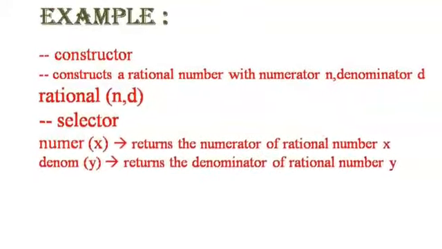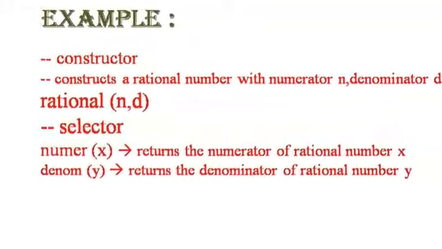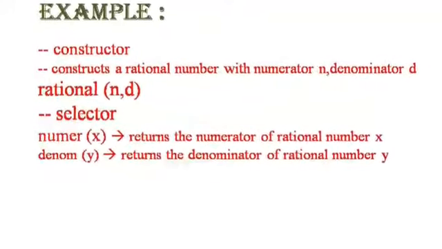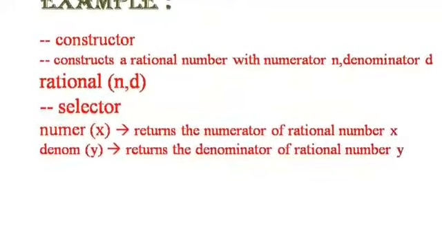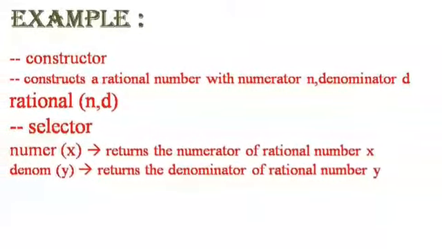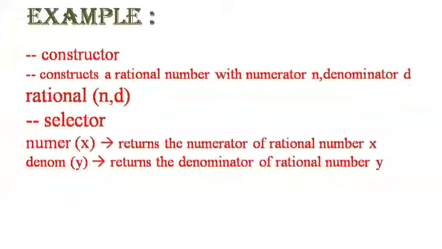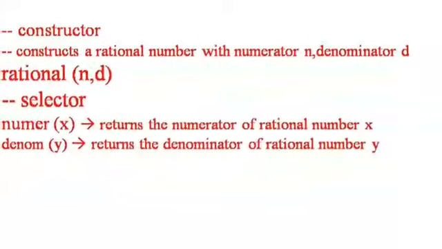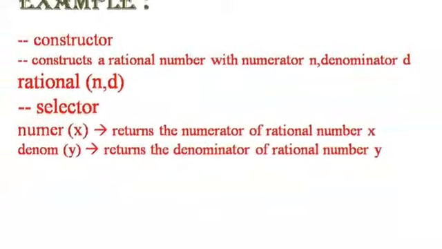Now you know what is a rational number. A rational number is a ratio of integers. It contains numerator divided by denominator, both are integers. To facilitate data abstraction, two functions have to be created, that is a constructor and a selector.